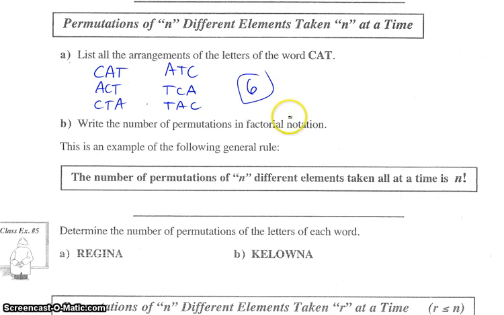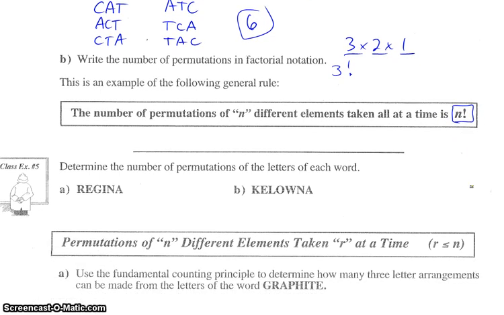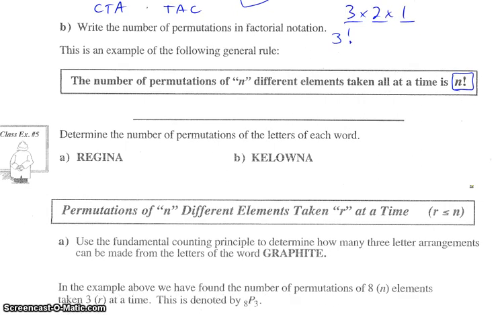Write the number of permutations in factorial notation. Well, 3 letters: 3 choices for the first, 2 for the second, 1 for the last, which in factorial notation is actually equal to 3 factorial. So if you're taking all of the letters of a word and rearranging them, the number of ways to do that is simply how many letters you have, factorial. And that comes in very handy. So example 5, we can put this to use.